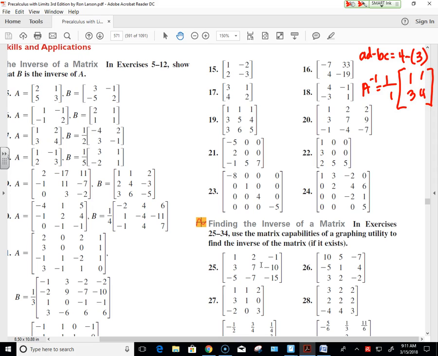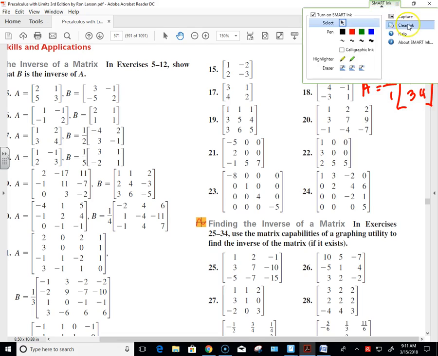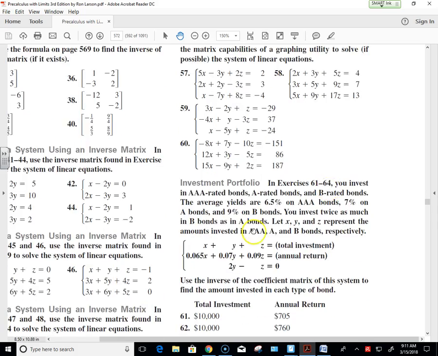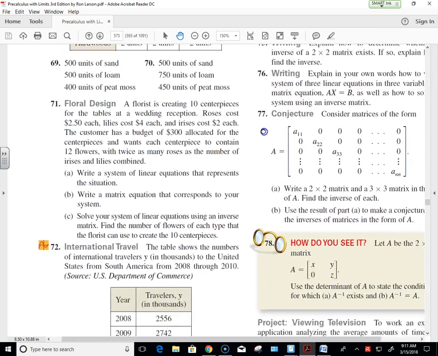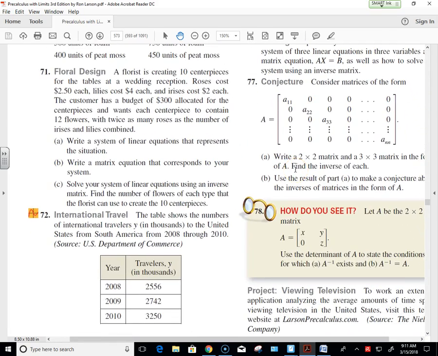Okay. And then 71, AJ had a question on. A florist is creating 10 centerpieces for the tables at a wedding reception. Roses cost $250, lilies cost $4 each, irises cost $2 each. Customer has a budget of $300 allocated for the 10 centerpieces, and wants each centerpiece to contain 12 flowers with twice as many roses as the number of the lilies and irises combined.